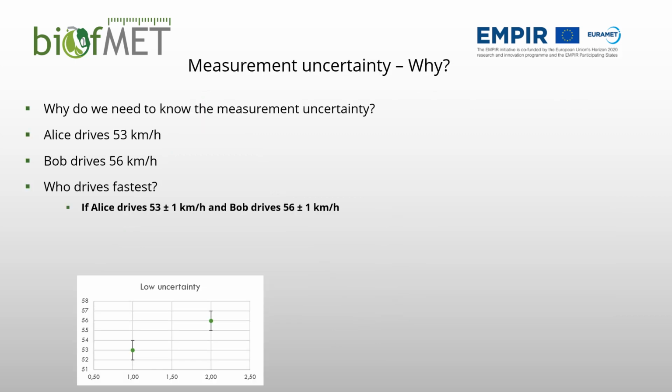But why do we need to know the measurement uncertainty? We need it to make decisions based on measurement. Let me give you an example. Alice and Bob are driving. We measure that Alice drives 53 kilometers per hour and Bob drives 56 kilometers per hour. Let's say our measurement uncertainty is plus minus 1 kilometer per hour and plotted in a diagram. Here it is easy to conclude that Bob is fastest.